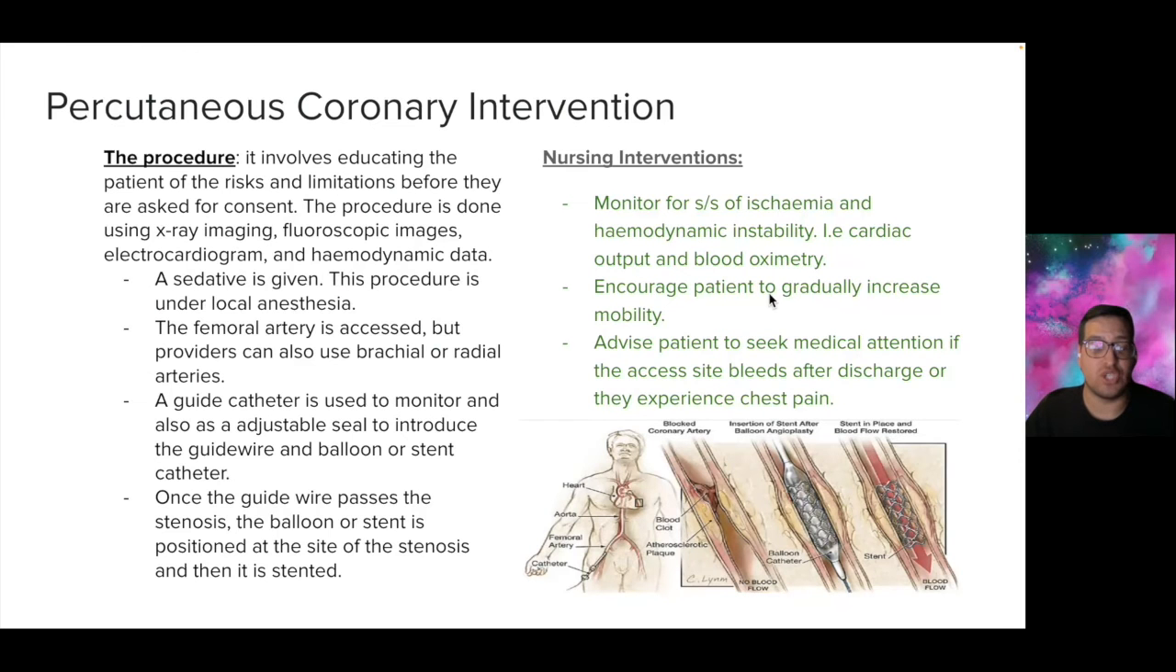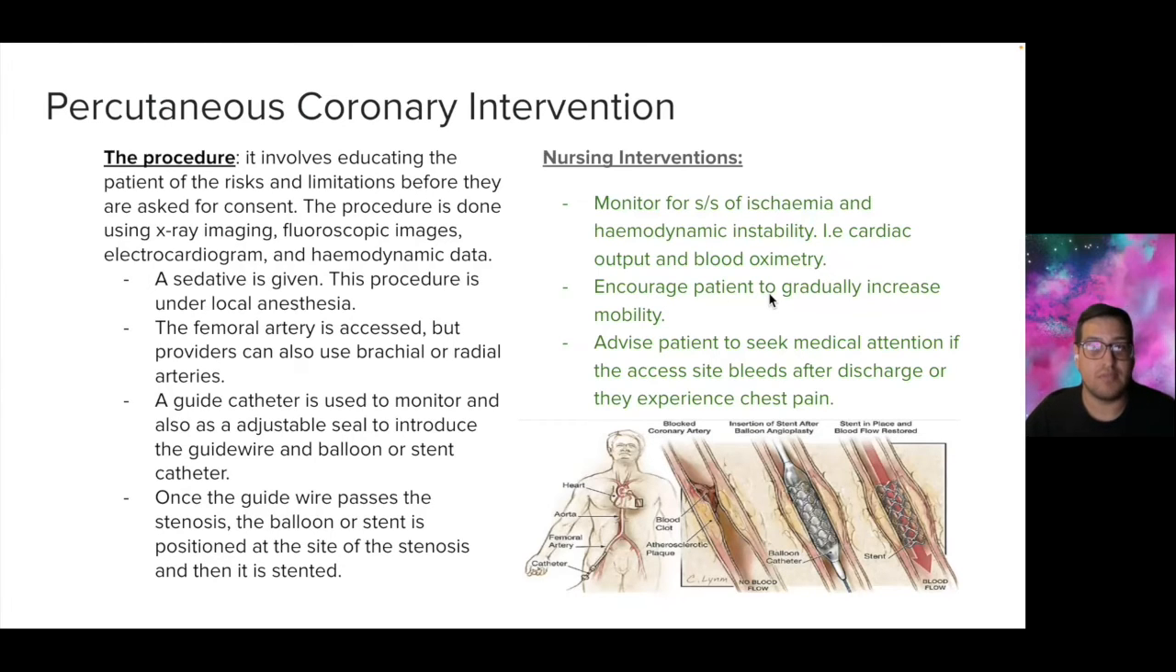The procedure is going to be done by local anesthesia. You want to educate your patient on the risk factors and then get consent. Risk factors would include damaging heart blood vessels. They could have blood clots, stroke. They can have a reaction to the iodine, and they can also die from the procedure.